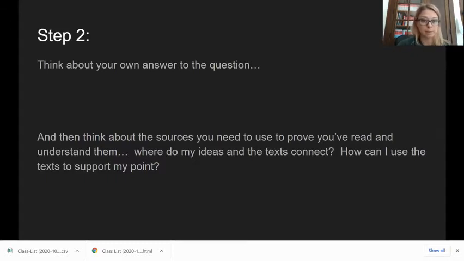What is being asked? Okay, so then you're going to want to think about the sources that you need to use to prove that you read and understand them, because this is English class after all, so you're supposed to have read things. So think about what your thoughts are and then connect them to the text that we have read. Your goal is to show how you can use the text to support your ideas.